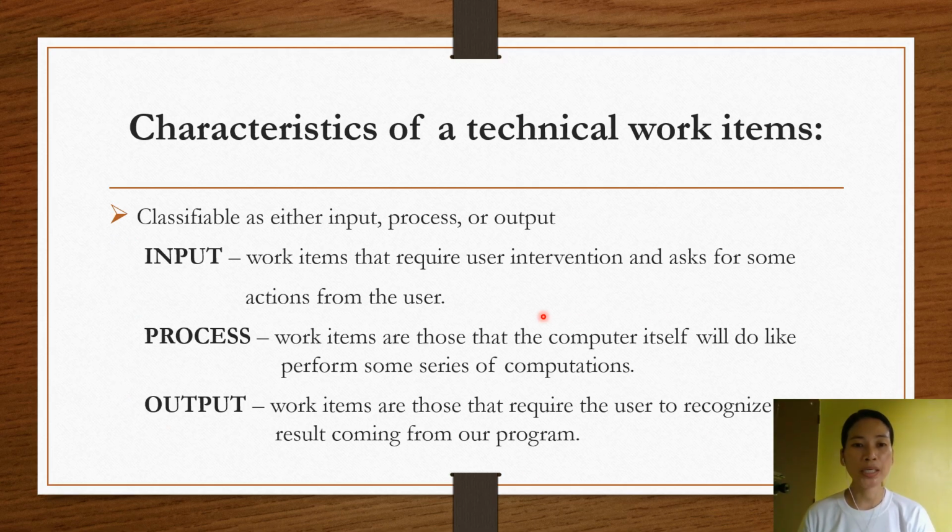It should also be classifiable as either input, process, or output. Inputs are work items that require user intervention and ask for some actions from the user, while processes are work items that the computer itself will do, like performing some series of computations. Output work items are those that require the user to recognize results coming from our program.